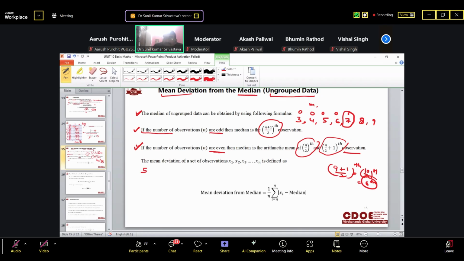So the number of observations is 7 plus 1 by 2 terms. I made some mistake here. So the number of terms is 7. Okay, so 7 plus 1 by 2, that is the fourth term, will be the median, meaning 6 will be the median of this observation.